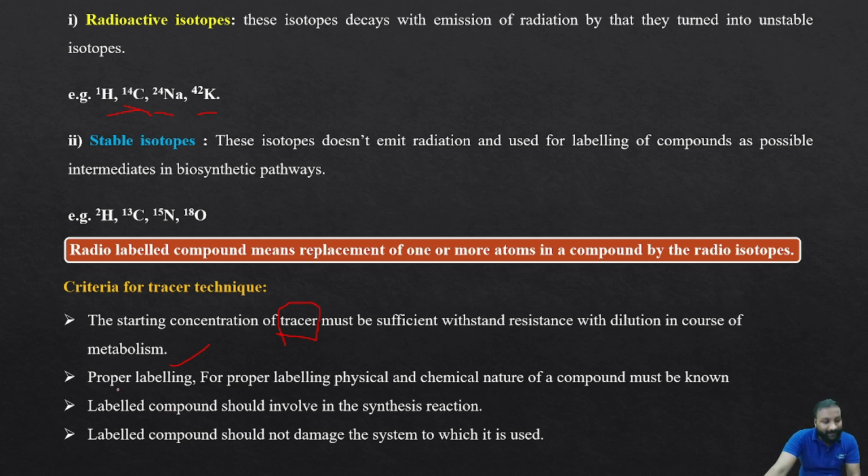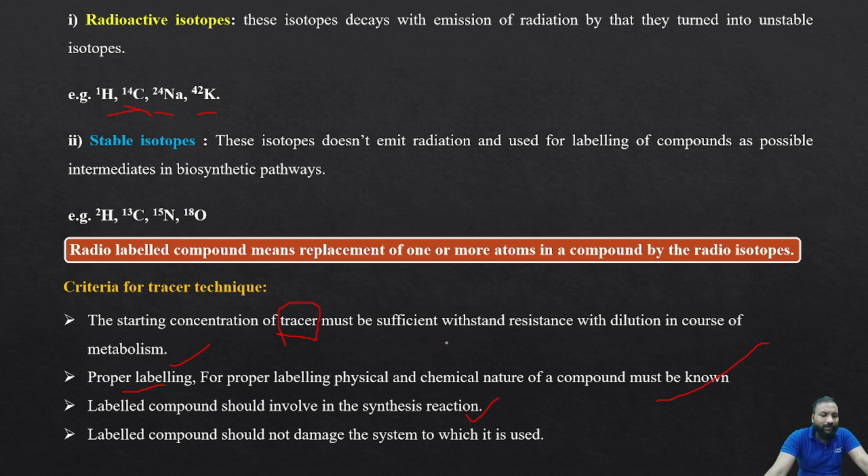Also, proper labeling. For proper labeling, the physical and chemical nature of the compound must be known. The labeled compound should obviously be involved in the synthesis reaction. It should not stay at a particular starting step; it should definitely be involved in the pathway, so that it can capture and observe everything: the key intermediates, the precursors, and the enzymes that enhance the rate and reaction of the pathway.